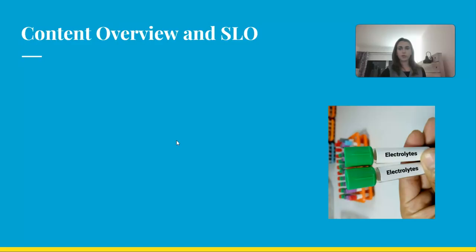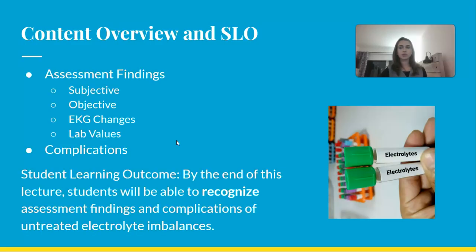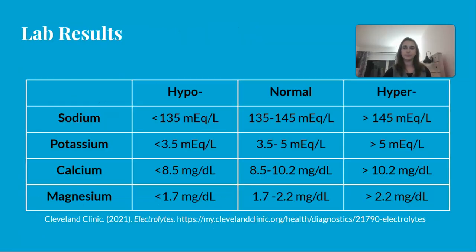So, content overview. In this segment, our objective will be to be able to recognize assessment findings and complications if these electrolyte imbalances go untreated. These will include subjective and objective assessments, as well as EKG changes and lab results. And then also some complications we'll explore as well.